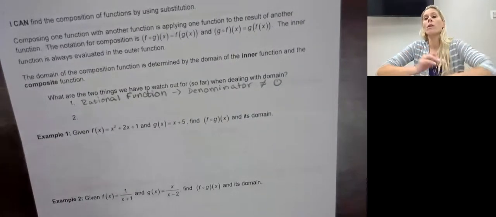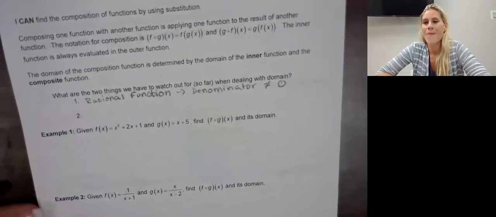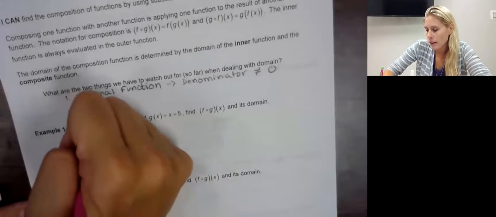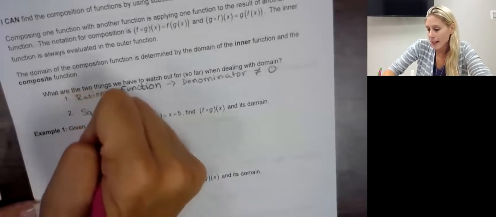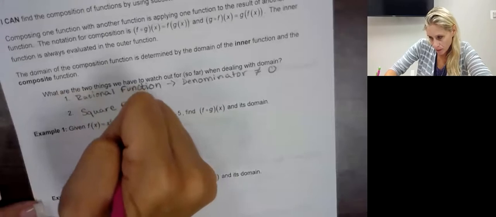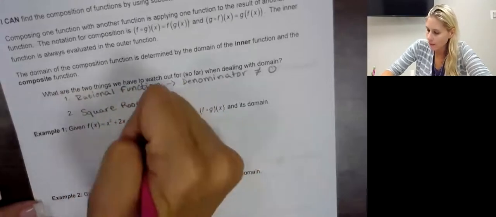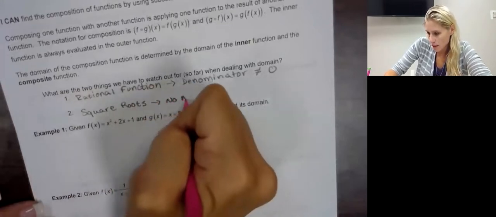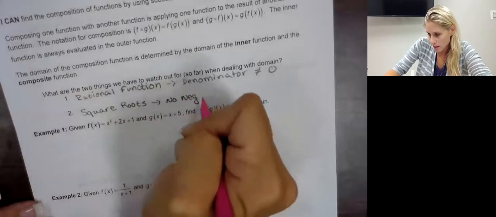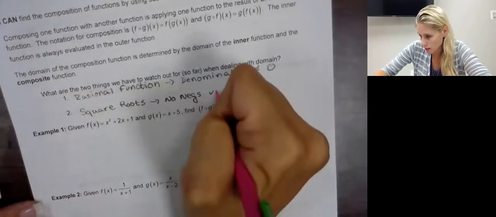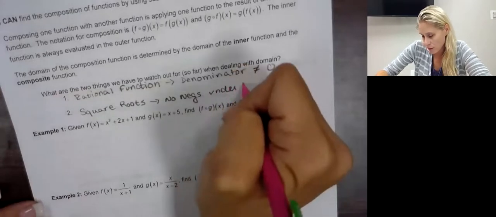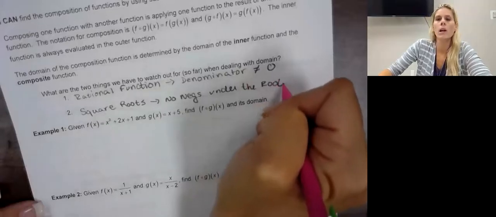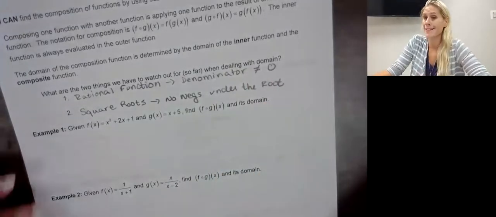There's another function that we've done before in the past that has a restriction, and that's square roots. Think of it right now as I'm writing this down: what can't happen with square roots? Well, we can't have no negatives under the root. So we have to keep this in mind when we talk about domain restriction, what x cannot be.